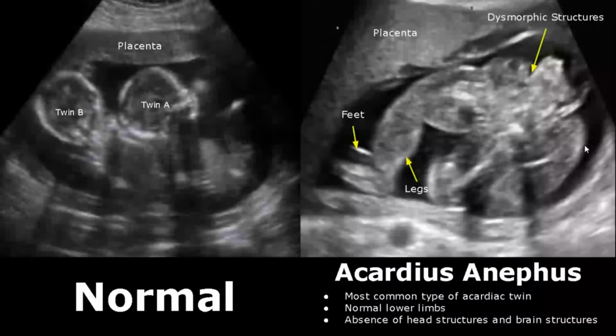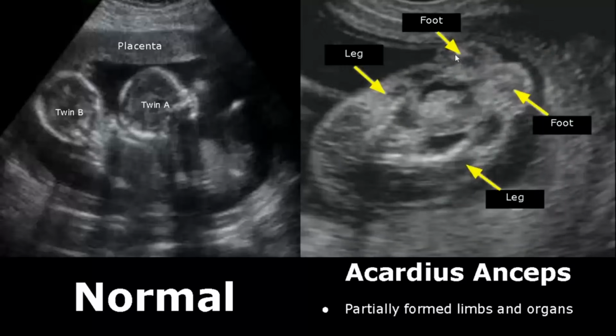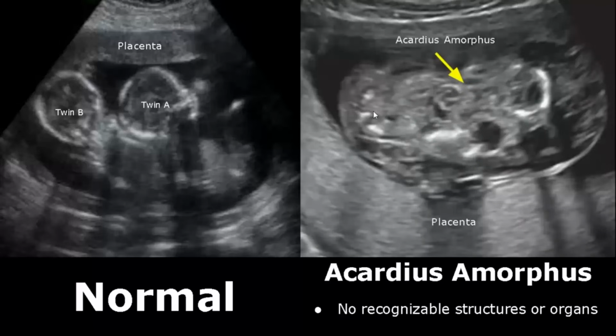Acardius anceps is the most common type of acardiac twin. In this type, the legs will be formed normally, but there is absence of normal head and brain structures. In Acardius anceps, partially formed limbs and some organs can be seen. Acardius amorphous contains unrecognizable structures and organs. We cannot see any normal organs in this acardiac twin.